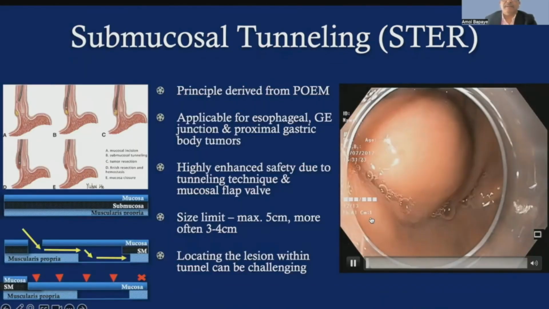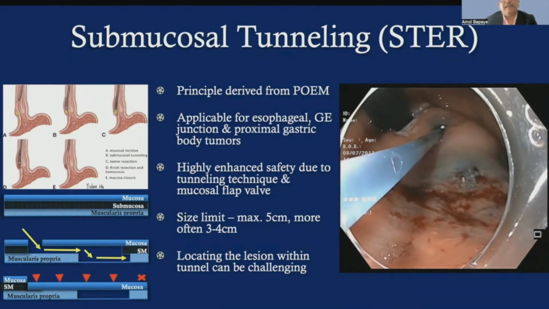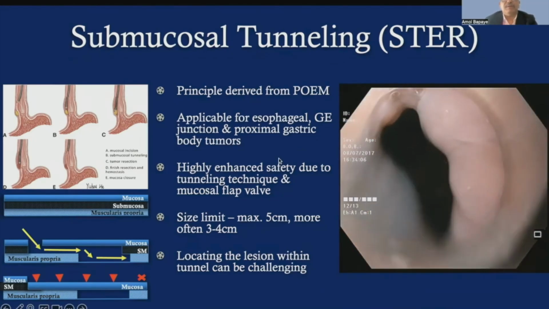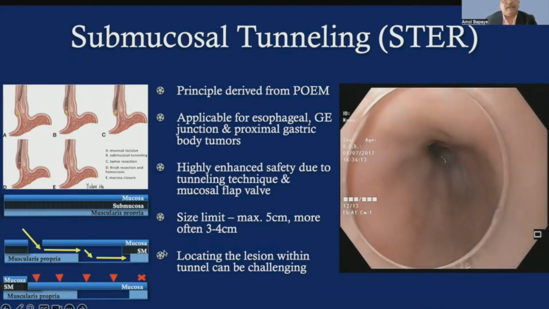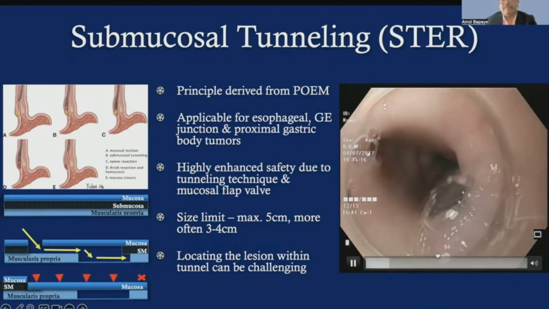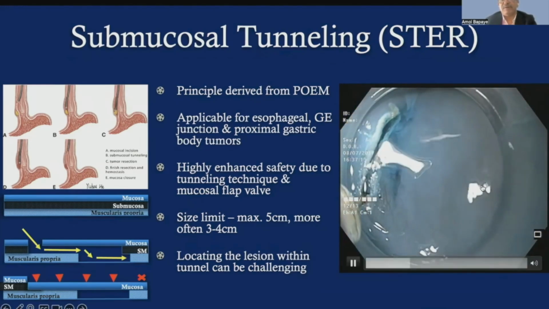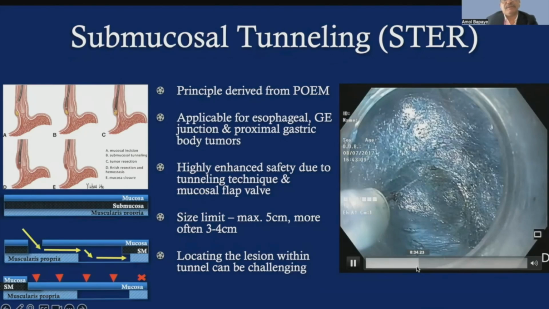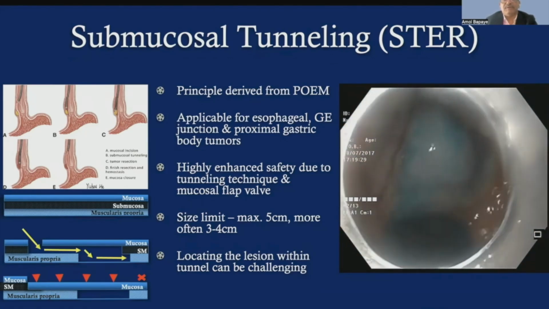So that brings us to the tunneling approach and the STER procedure, which is a principle derived from POEM. And here what we do is, instead of opening the mucosa and the muscle layer at the same point, we create a tunnel in the submucosa so that the mucosa and the muscle layer are breached at different points. This enhances the safety of the procedure because of this mucosal flap valve.